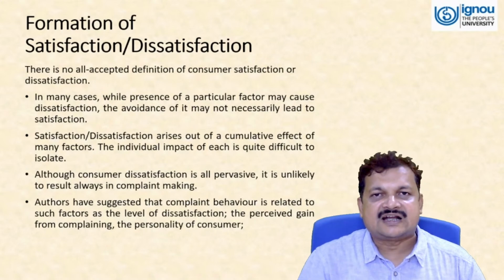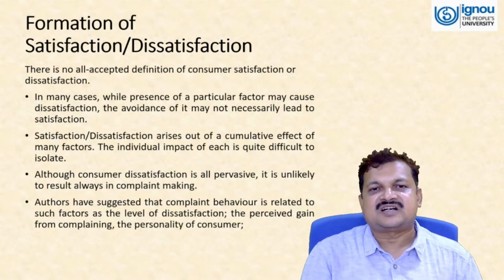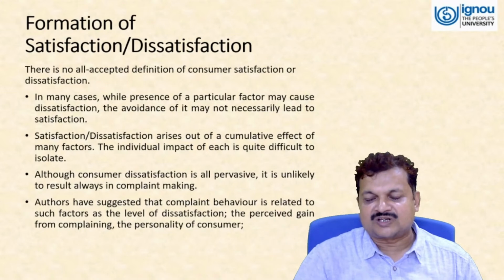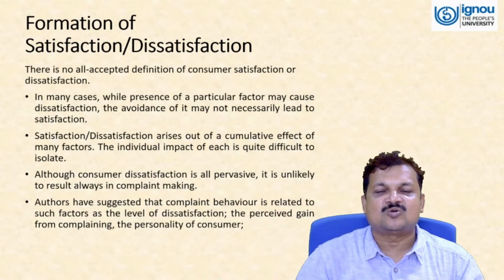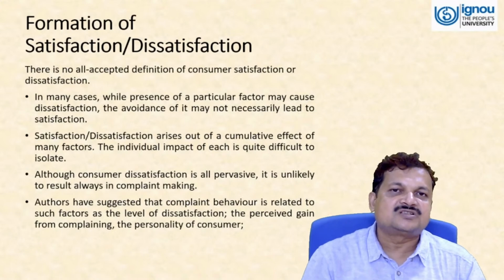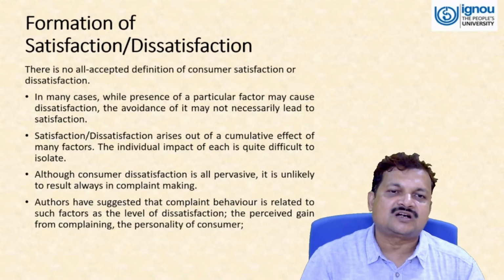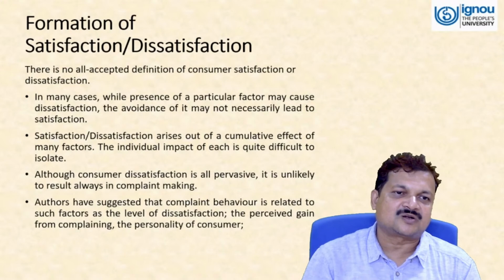Second, satisfaction and dissatisfaction arise out of the cumulative effect of many factors. So attribute-wise we are going to say that we are satisfied on the following attributes and dissatisfied on the following attributes. The more satisfied attributes there are, the more overall we are satisfied with the product. The more dissatisfied attributes there are, then we are completely dissatisfied with this particular product.